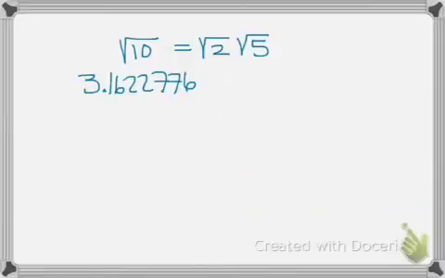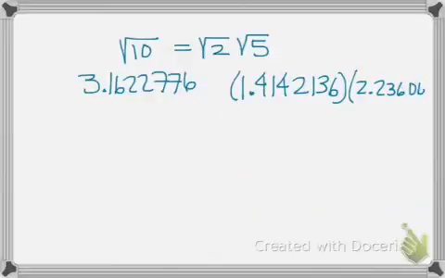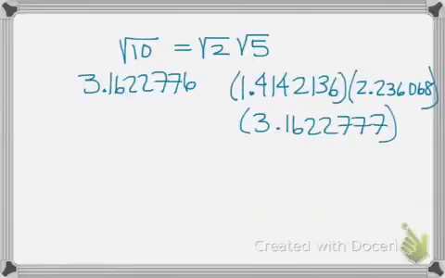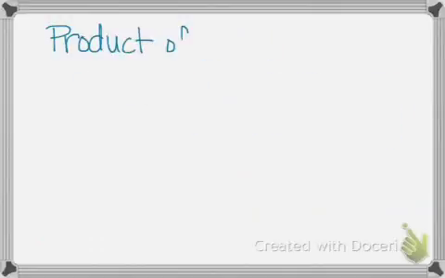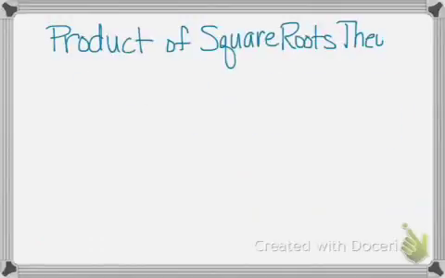3.1622776. And we can find that the square root of 2 is approximately 1.4142136, and the square root of 5 is 2.236068. So if we multiply the two on the right, we end up with 3.1622777. So we're off by a tiny little amount, and for our purposes, we can say that those two values are equal. So we have a theorem.